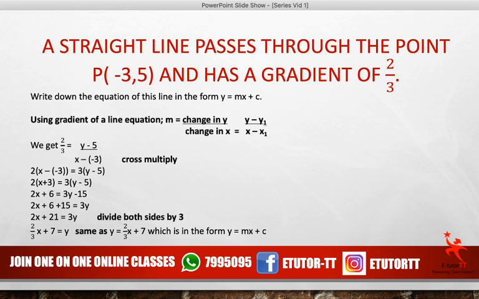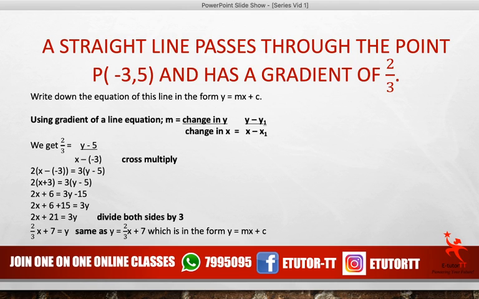And then now we cross multiply. When we cross multiply, we're going to get 2 times x minus negative 3, and that is equal to 3 times y minus 5. So now, from before, we also know x minus negative 3 becomes x plus 3, because a negative by a negative gives us a positive. So we have 2 times x plus 3 equals 3 by x minus 5.